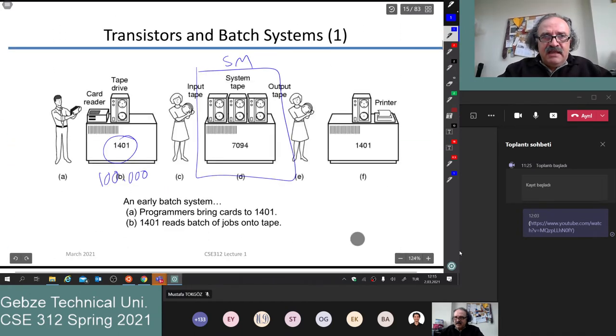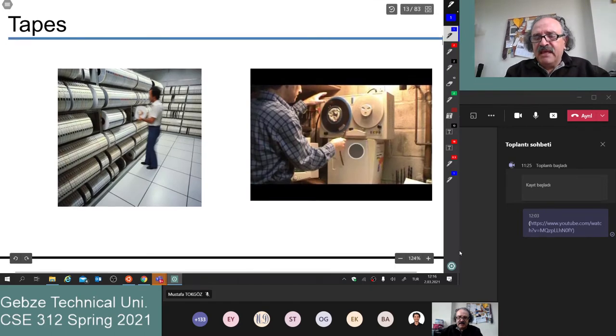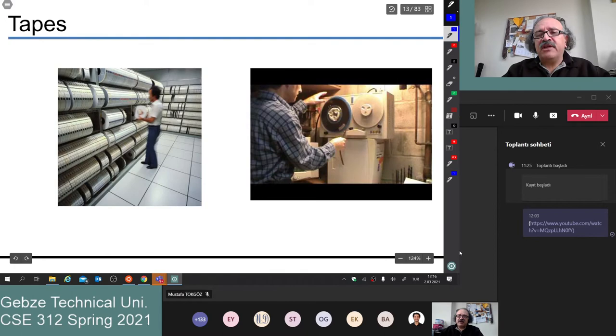And let me show you some pictures from those days. Here is the tape reader and writer. Somebody is installing the tape, and these are the stored tapes of the previously run programs. And these are air conditioned rooms, very large rooms, and these are the special operators. You are not allowed to actually see the computers.